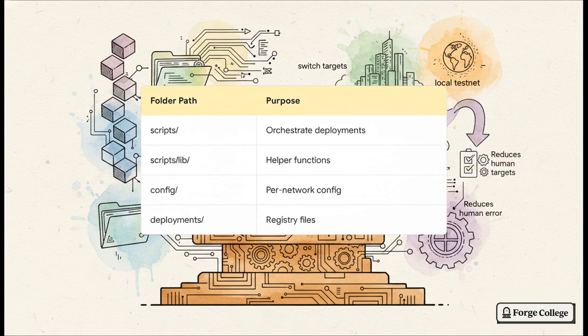Your scripts folder? That holds the entry points. Scripts/lib stores your reusable helper functions. Over in deployments/config, you've got your per-network configuration files. And finally, deployments holds the generated registry files. By keeping your deployment decisions in these small, easily reviewable config files, you drastically reduce human error when switching targets, like say moving from a local testnet straight to mainnet.